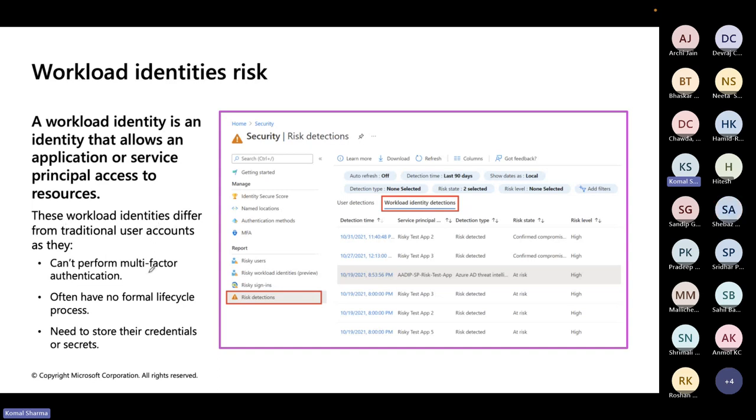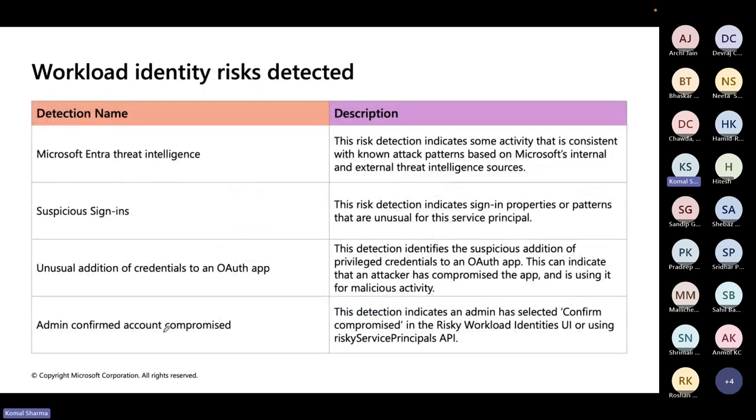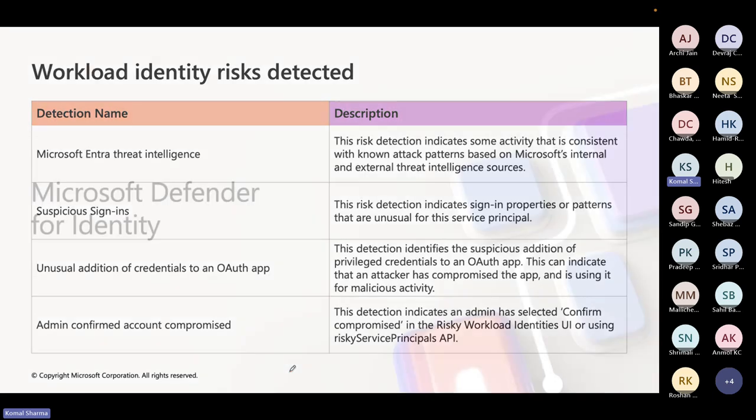These workload identities are different from your traditional user accounts. They cannot perform multi-factor authentication. Often they have no formal lifecycle process and need to store their credentials or secrets. Workload identity risk is detected by, for example, Microsoft Entra Threat Intelligence, any suspicious sign-in to that particular application, any unusual addition of credentials, and admin-confirmed account compromise. These are all the detections that can be noticed in the reports.